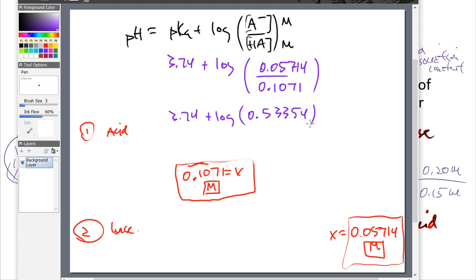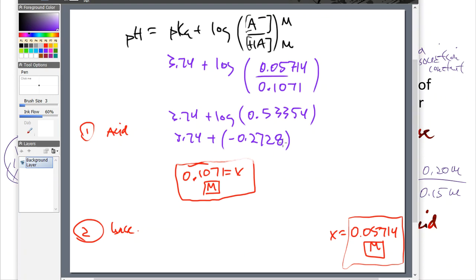All right, so now I'm going to take 3.74 plus log, key that into your scientific calculator, 0.53354, to get an actual value at this point. And this turns out to be a negative 0.2728.